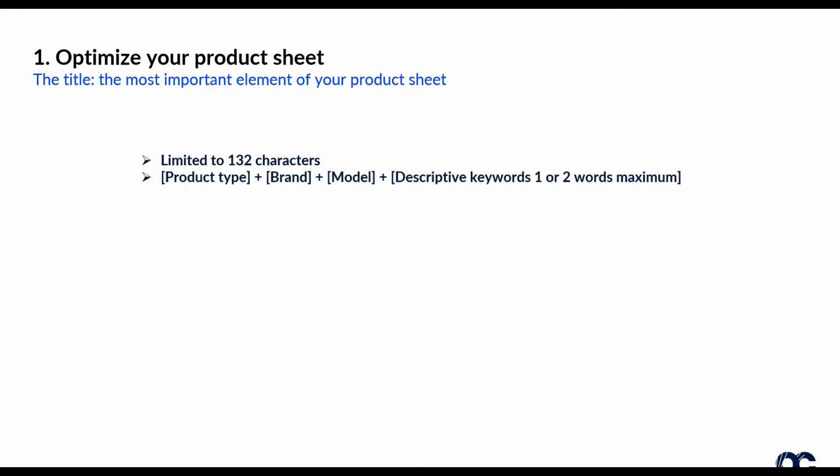So the title here is the first element to take into account. It is the most important element of your product sheet. It summarizes the product that you're offering to your clients. This title is limited to 132 characters and must be written in the following way: the type of product, the brand, the model, and a keyword description in 1 or 2 words, for example, the color or the size.